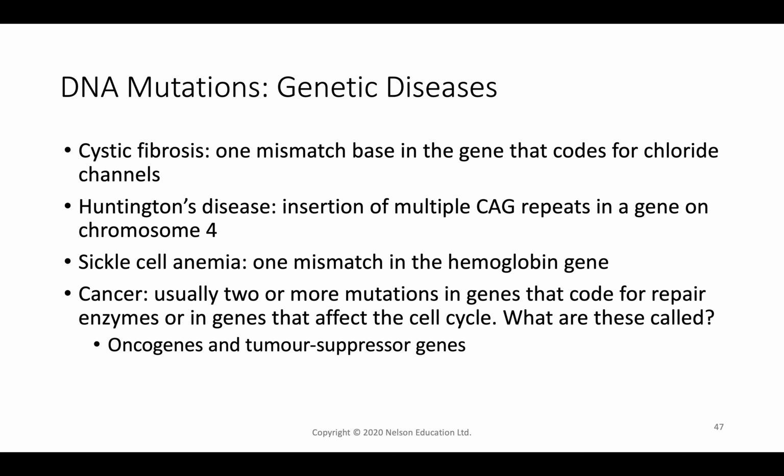Well, and you can also make sure that you test your embryos before you implant them so you can make sure that your offspring are free from this disease, which is nice. All right, so sickle cell anemia is another example of a mismatch, in this case in the hemoglobin gene.